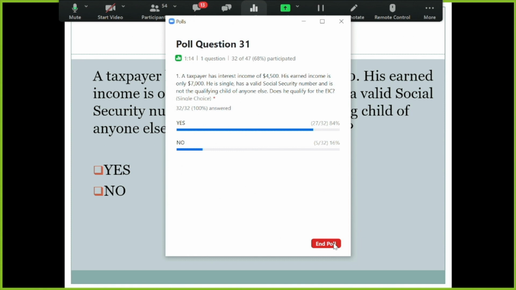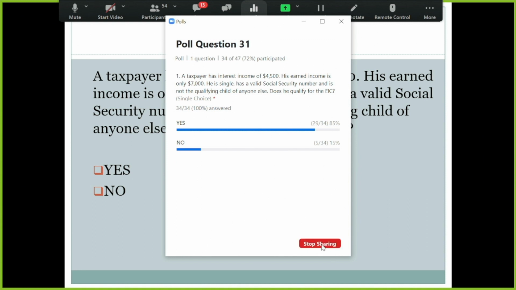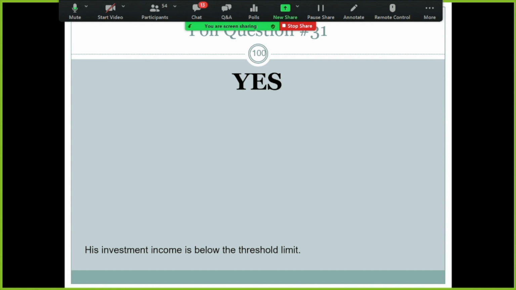Okay, I am getting ready to close the poll question. Okay, and we had 85% who said yes. And for those of you who said yes, you are correct. His investment income is below the threshold limit, which is now set at $10,000.